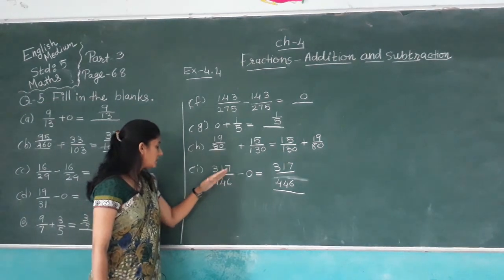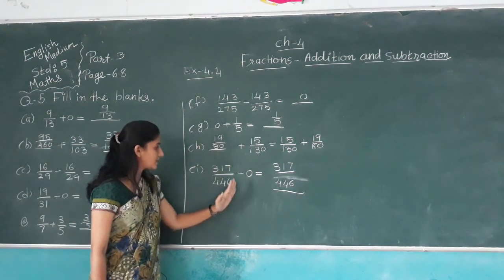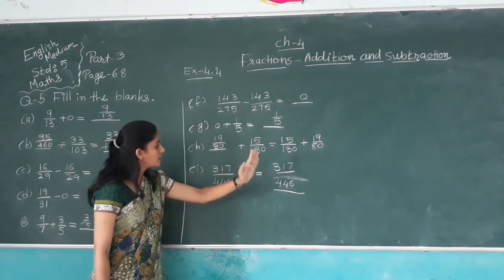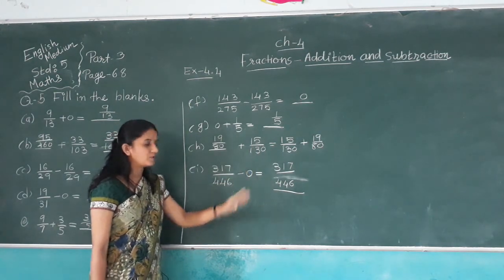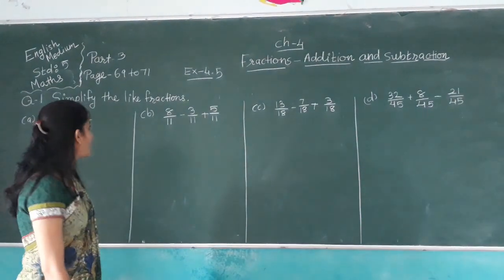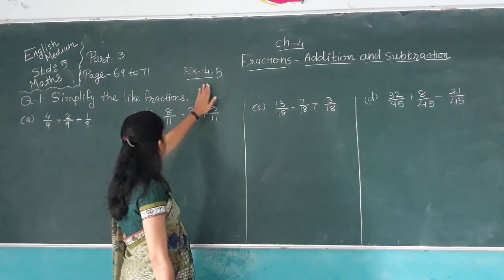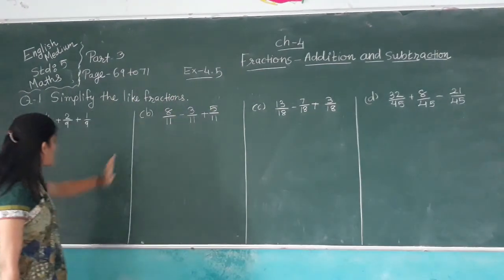317 minus 317 out of 446 minus 0, you get the answer 317 out of 446. Now next, exercise number 4.5, page number 69 to 71.